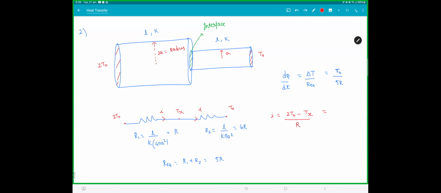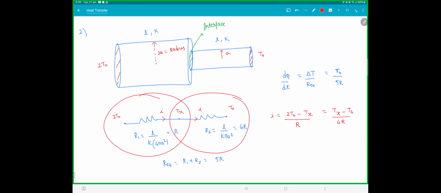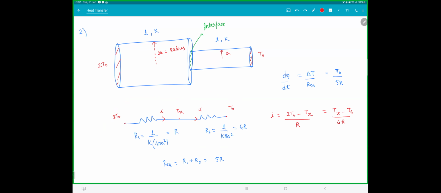And we know these two are equal because they're in series. So Tx minus T0 by 4R. Does that make sense, everyone? I have simply found current in the first resistor, current in the second resistor, and I'm saying both are equal. And what is current? Temperature difference. Current always flows from higher to lower. So for R1, 2T0 is bigger than Tx. For R2, Tx is greater than T0. Initial minus final by resistance. R gets cancelled, cross multiply.